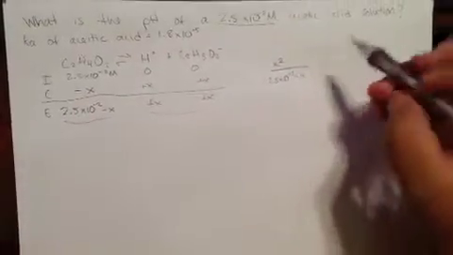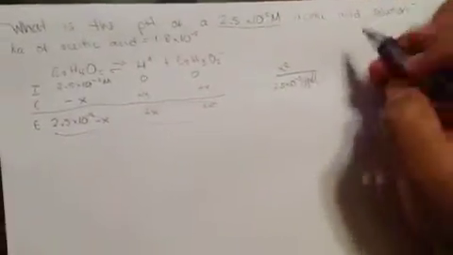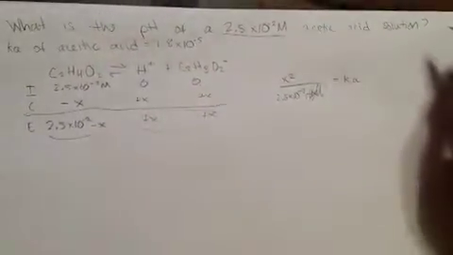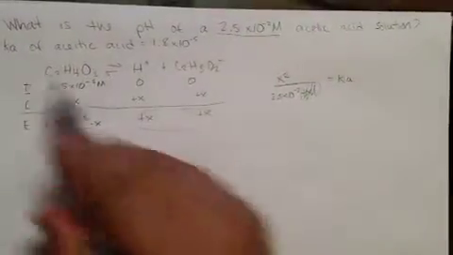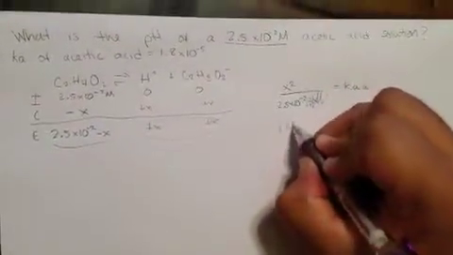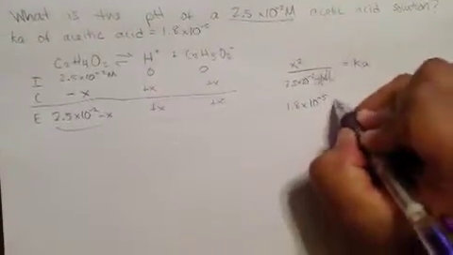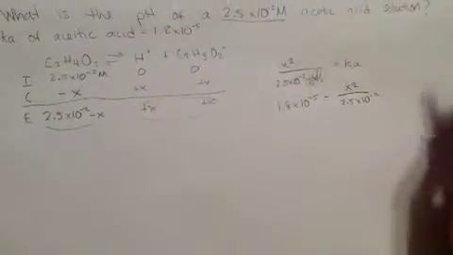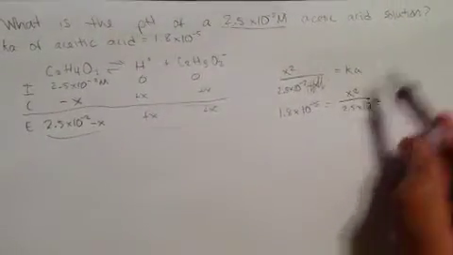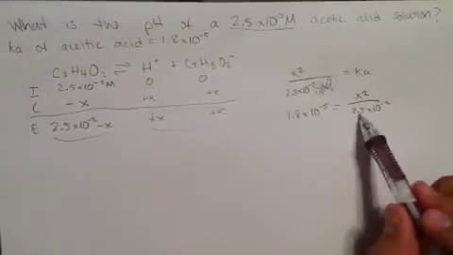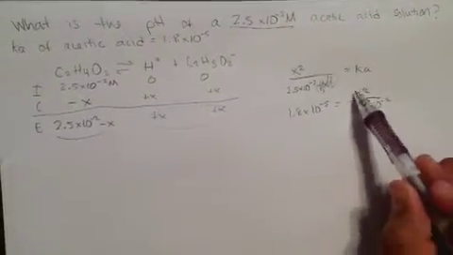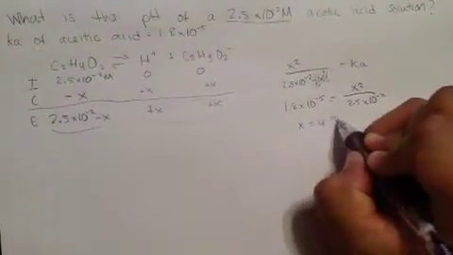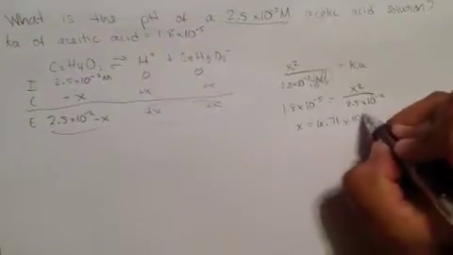Since the change in this X is very minimal, you can actually disregard it. So this is the only formula that you have. And you know that this equals Ka. They're already giving you the value of Ka, so you just plug it in. Now solving for X, you're going to multiply this times the 2.5 times 10 to the negative 2 and get the square root of that to solve for X. Solving for it gives you 6.71 times 10 to the negative 4.